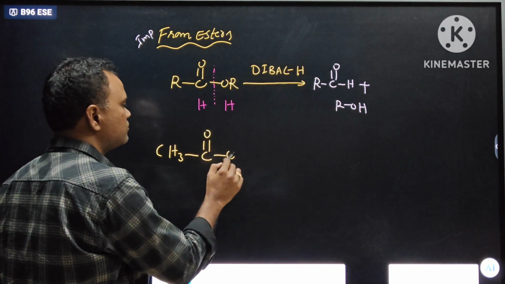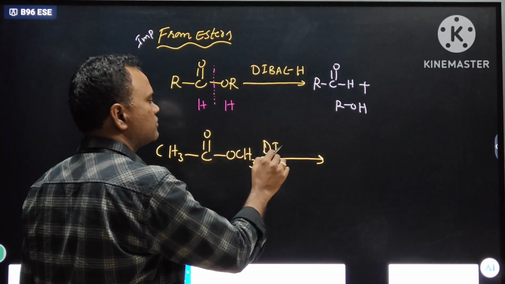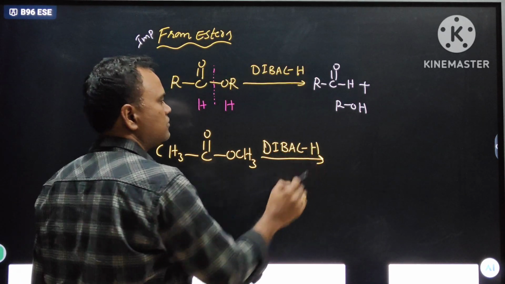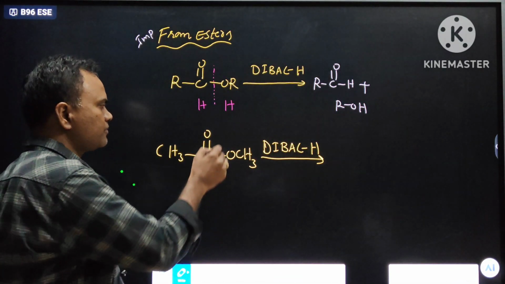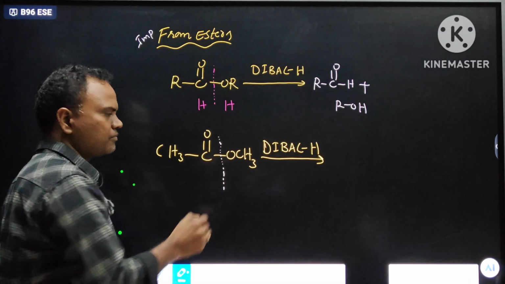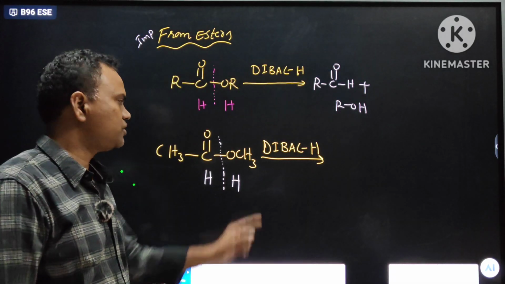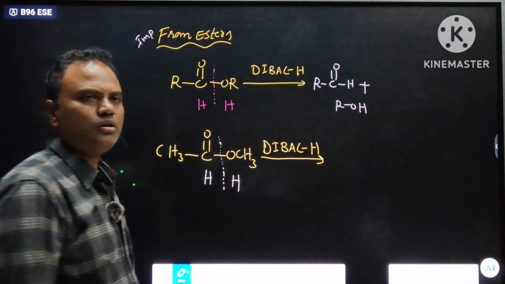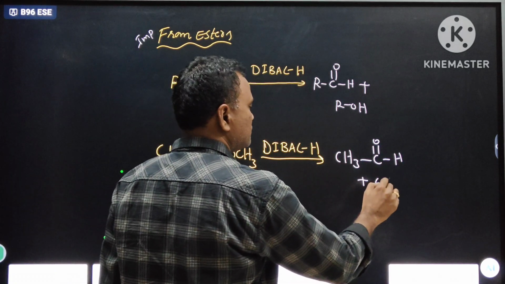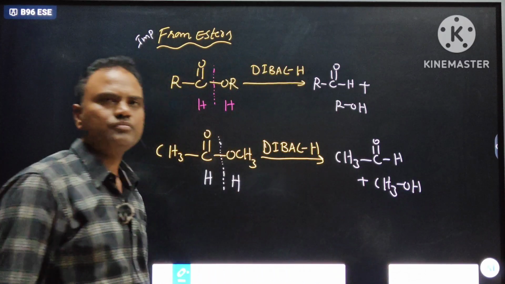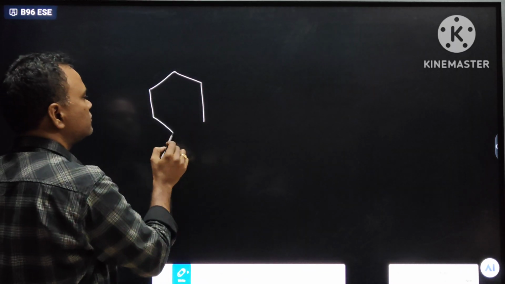CH3 C double bond O, OCH3, DIBAL-H. How to write the product here? Hydrogen here. CH3CHO and CH3OH. Aldehyde and alcohol. Important preparation method.